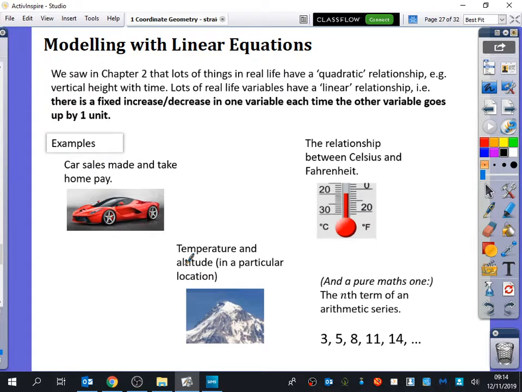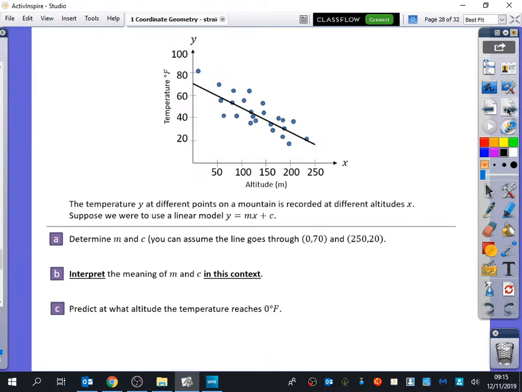There are also linear relationships within maths. So it's not just useful for real life, it's also useful for maths life. The nth term of an arithmetic series is a linear relationship. Every time you move across one position, you're increasing by a particular amount. So the nth term formula is just another version of a linear relationship, because each time it's going up the same amount.